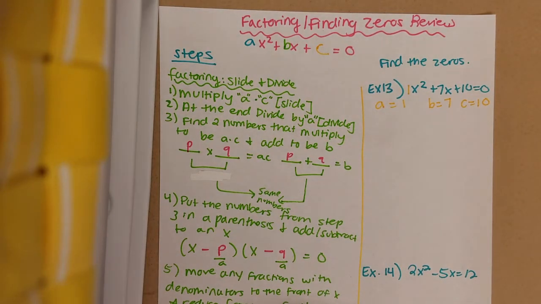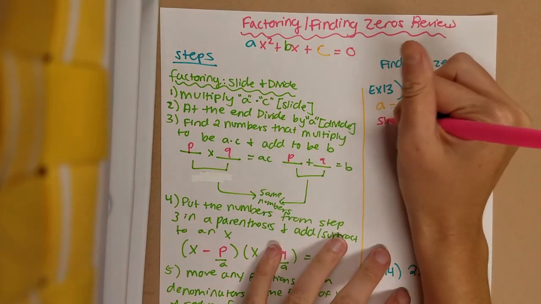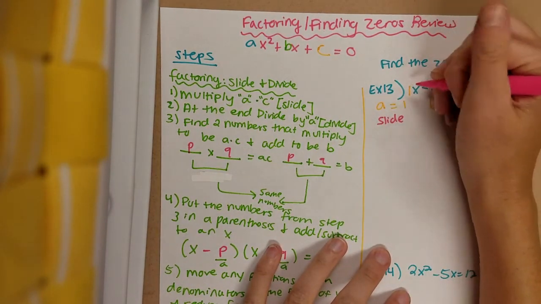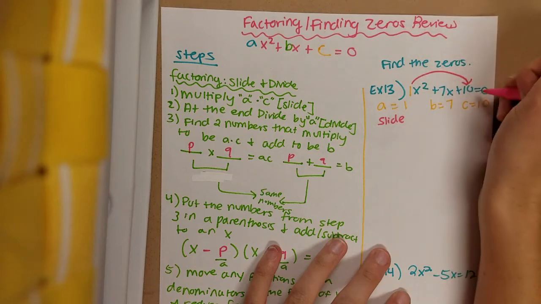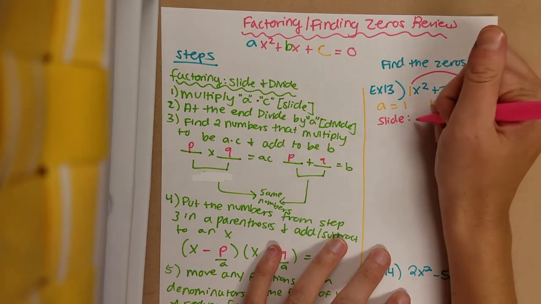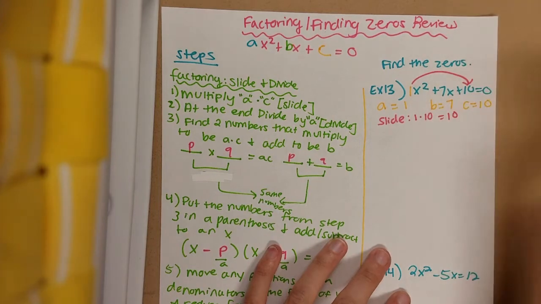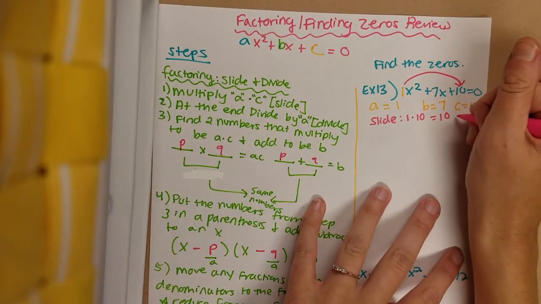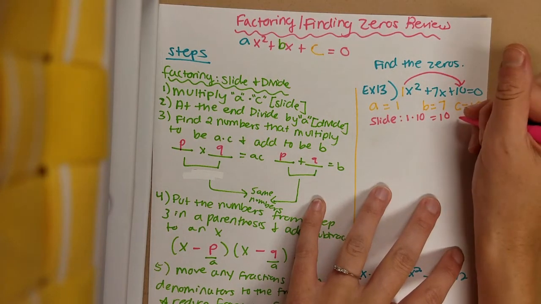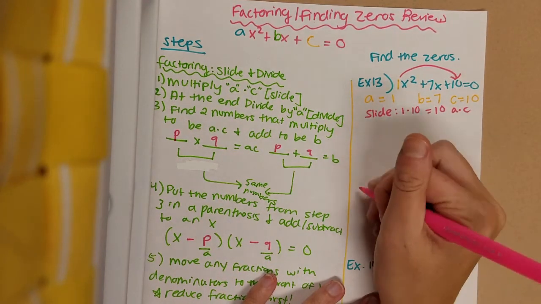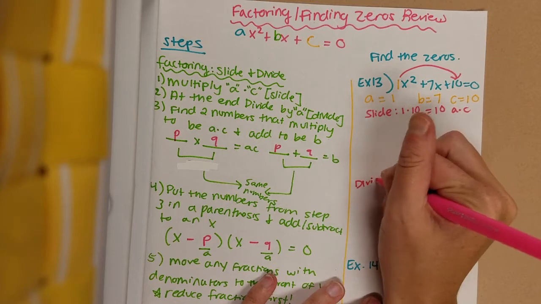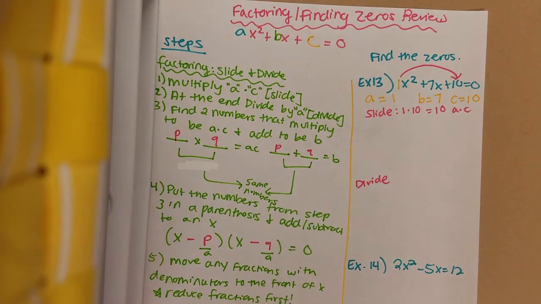The technique I'm going to teach you is called slide and divide. We're going to do the slide part first. For the slide, you slide the A to the C and you multiply them. My A is 1 and my C is 10, so my slide is 1 times 10, which is 10. This is my AC, so I'm going to write A times C. That's my slide. The divide we do toward the end, but even though we don't do it until the very end, I encourage you to set it up right away so you don't forget about it.